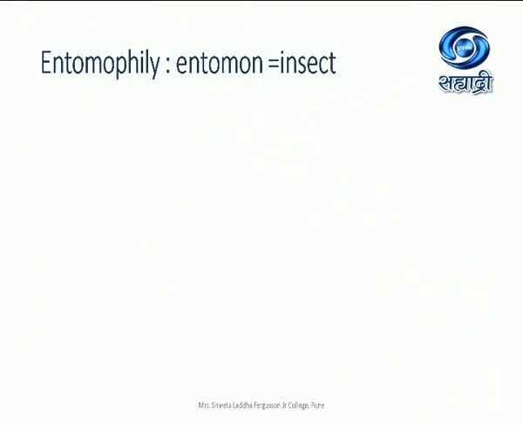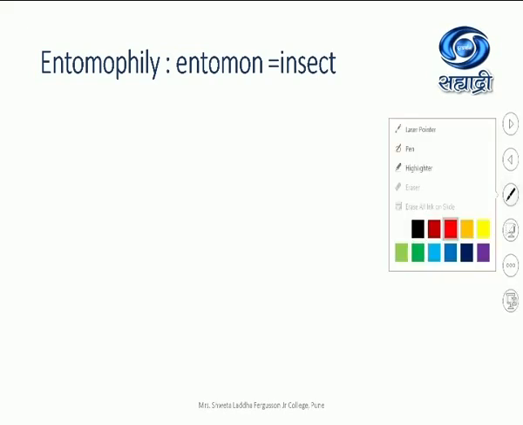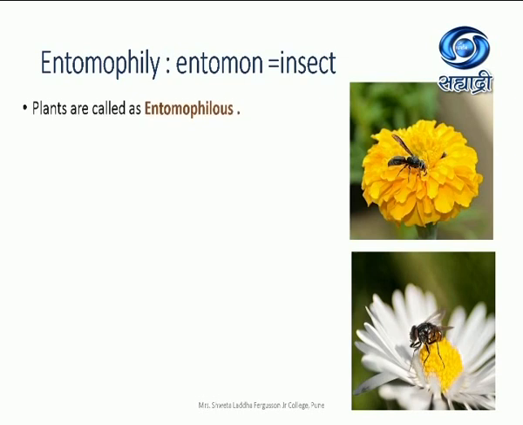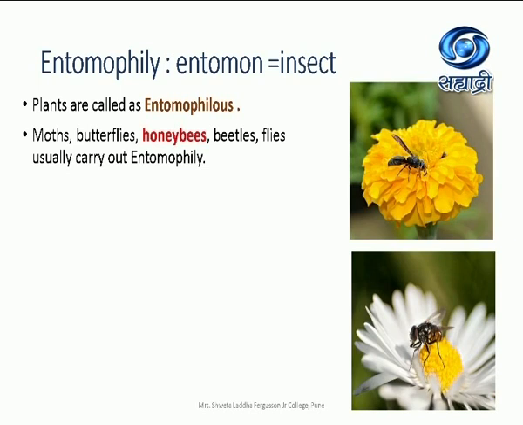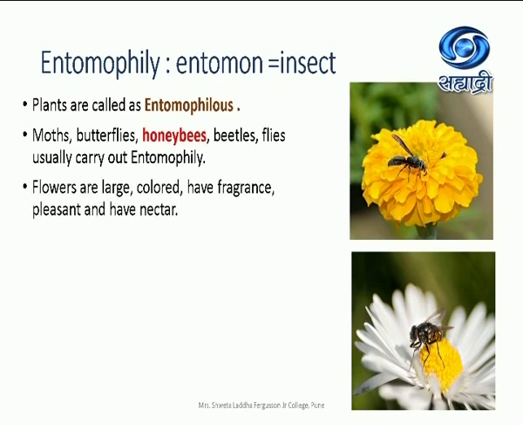So today we'll start first with entomophily. The word entomophily is derived from entomon, meaning insect. So the pollination here takes place by insects and it is called entomophily. In this case, the plants are called entomophilous plants. Moths, butterflies, most usually honeybees, beetles, flies, they carry out entomophily. Flowers should be large, beautifully colored to attract the insect. They have a pleasant fragrance and lots of nectar so that the insect can come to have food over them.